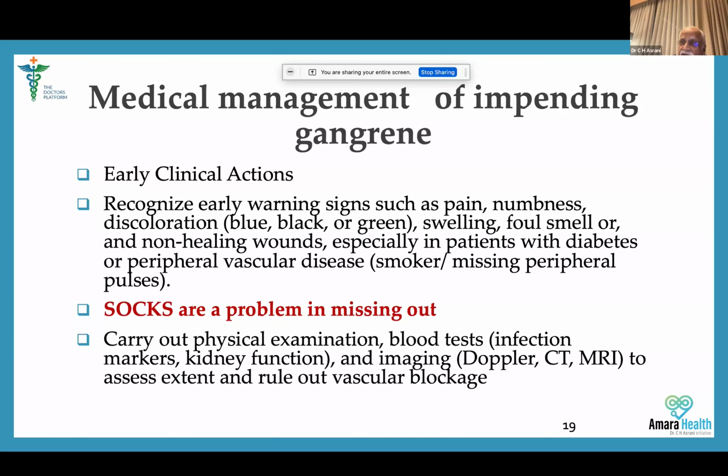Carry out physical examination, pulsations, blood tests, infection markers, CBC, CRP, procalcitonin if you suspect sepsis, and creatinine because infection and sepsis first cause acute kidney failure. And imaging, Doppler, CT, MRI. So it's best to keep talking to a surgeon and then take a call.